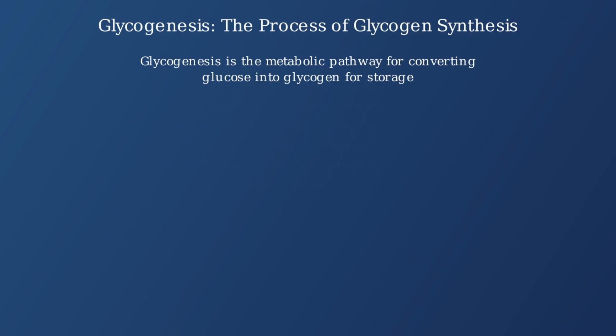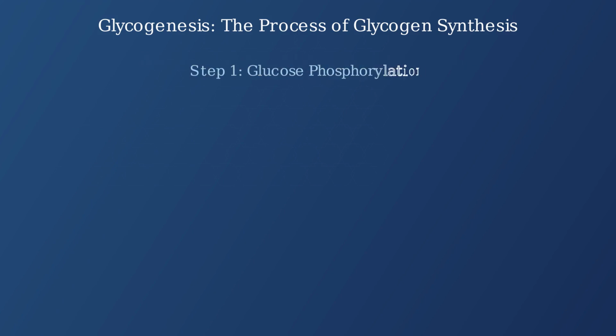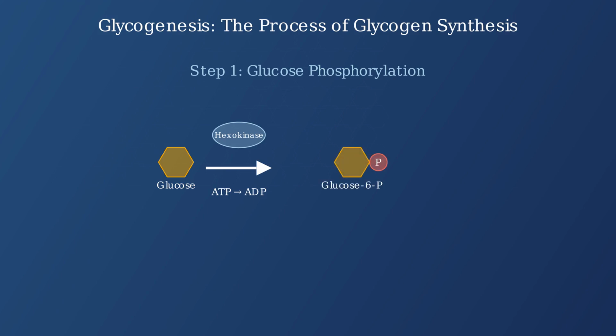Glycogenesis is the metabolic pathway for converting glucose into glycogen for storage in the liver and muscles. Step 1 of glycogenesis is glucose phosphorylation. The enzyme hexokinase, or glucokinase in the liver, transfers a phosphate group from ATP to glucose, creating glucose 6-phosphate.